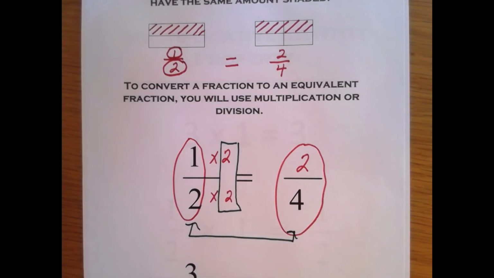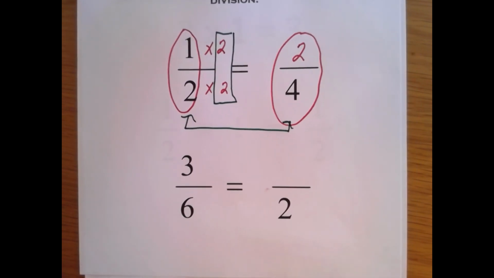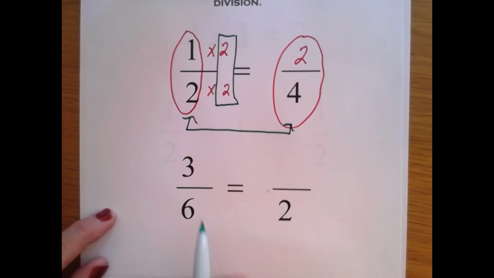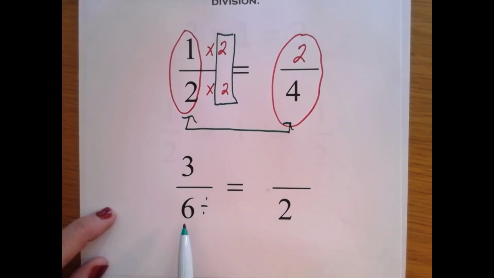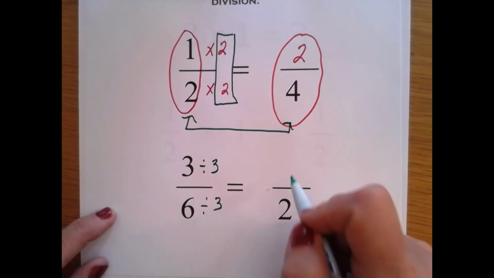Let's look at one more example. Okay, 3/6 is equal to something over 2. Now I know I'm going down, so I know I'm going to need to divide. 6 divided by 3 gives me 2. What I do in the numerator, I must do in the denominator, or vice versa. So I divide by 3 here, which gives me 1.